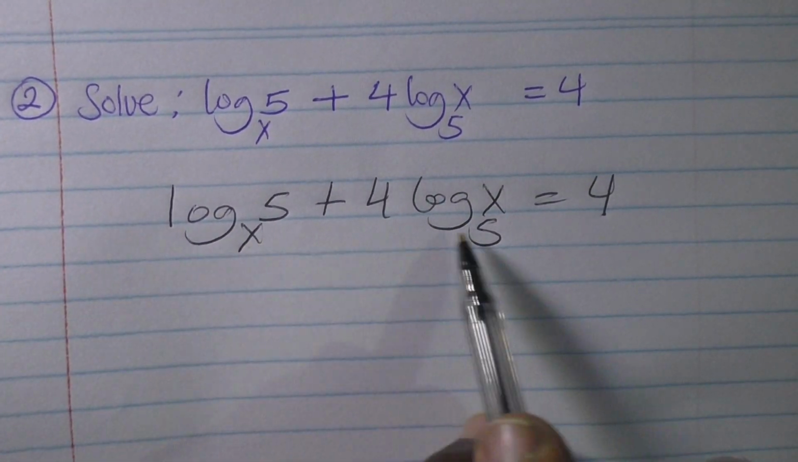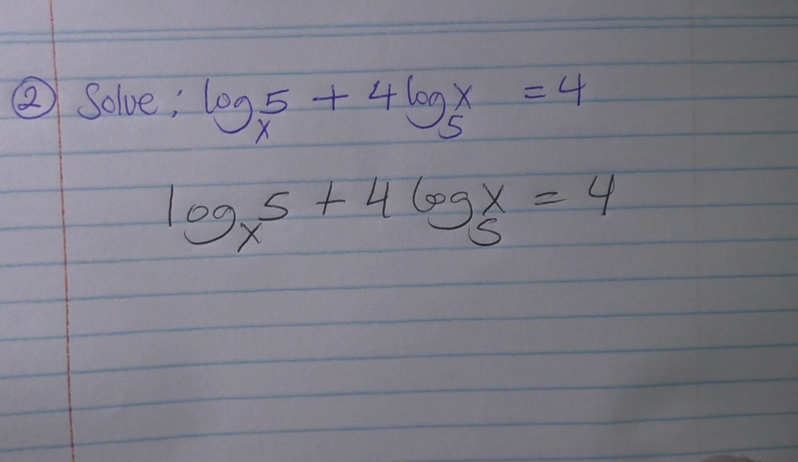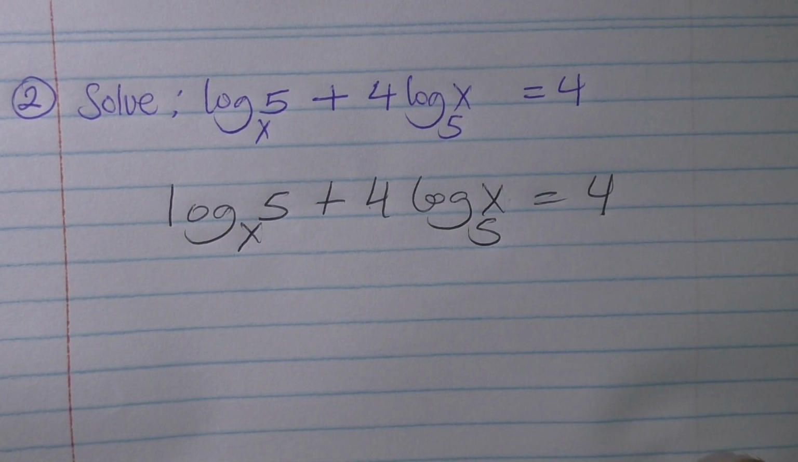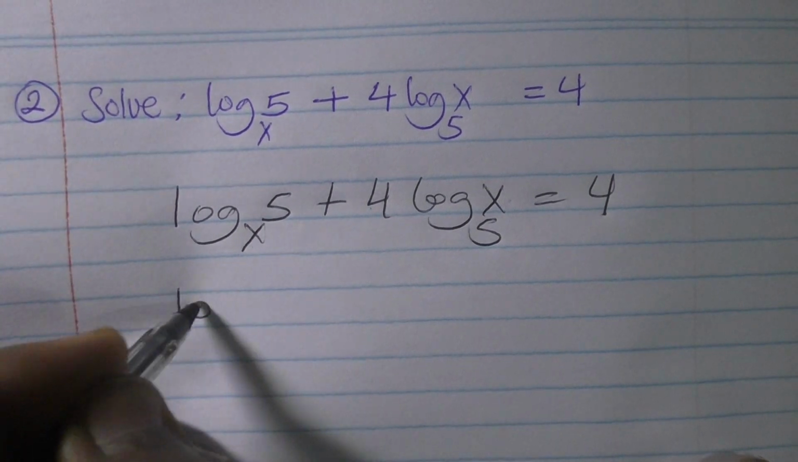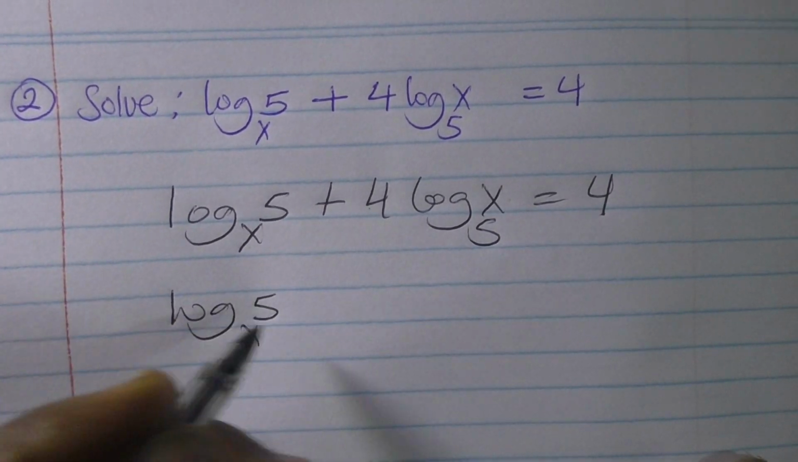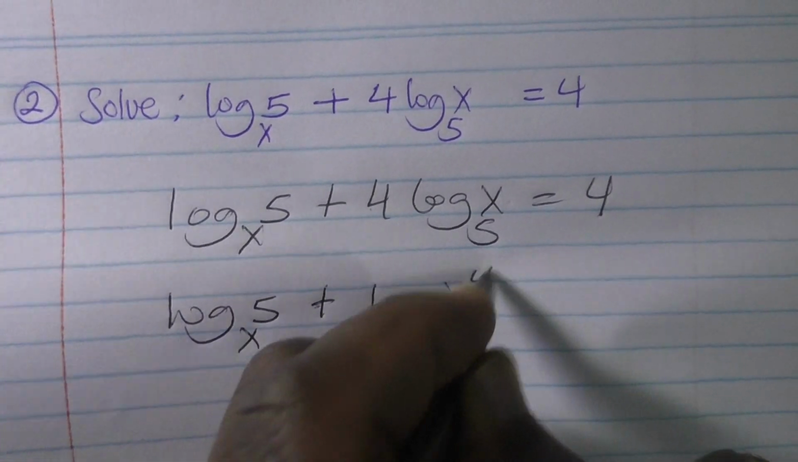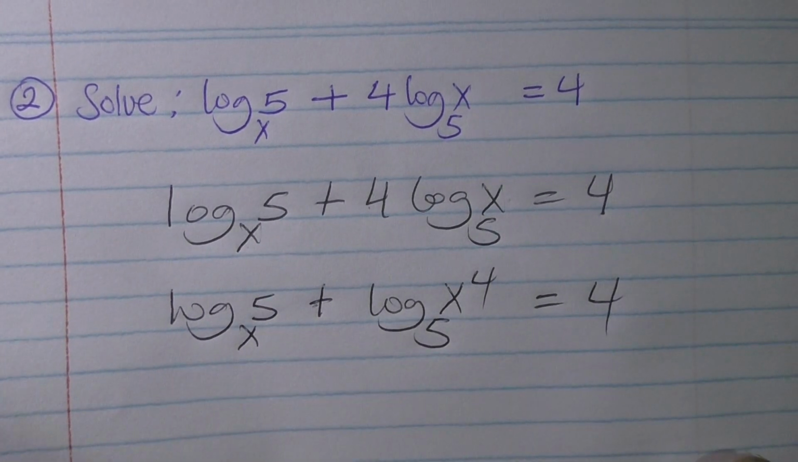If you look, these two bases are unsimilar, or different, and we cannot apply the laws of logarithms on different bases. So we have to first change them to the same base. However, this 4 will come and become a power before we do anything. That is to say, we shall have log_x 5 plus log_5 x^4 equaling 4.